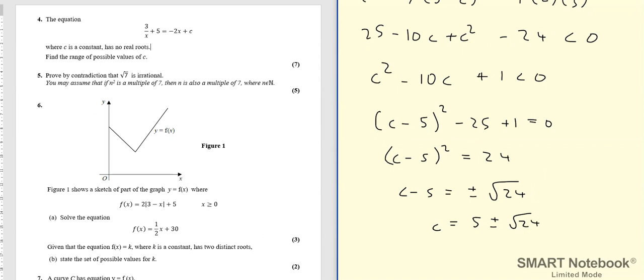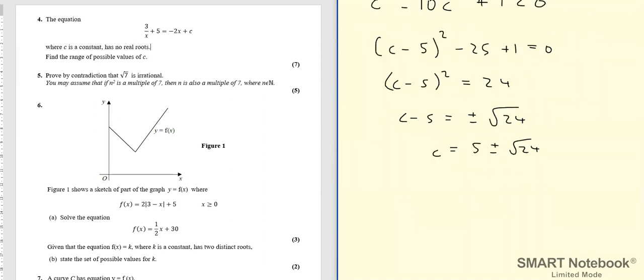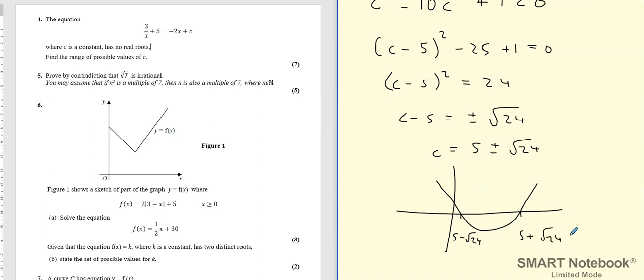Now root 24 is less than 5 because root 25 is 5. So essentially what we get is some sort of a quadratic that looks like this. This is going to be 5 minus root 24. And this point here is going to be 5 plus root 24. This point here was 1, c, and this is y.